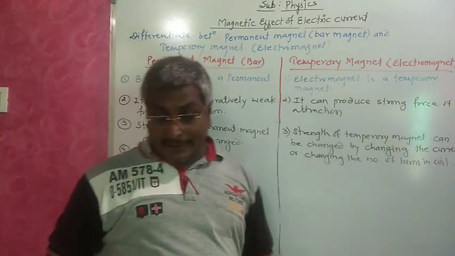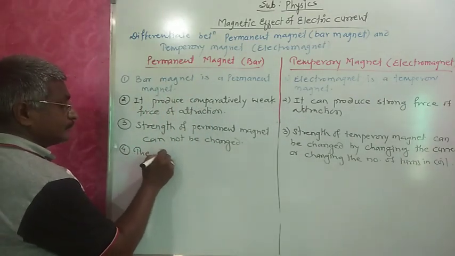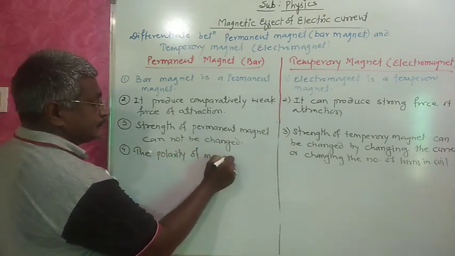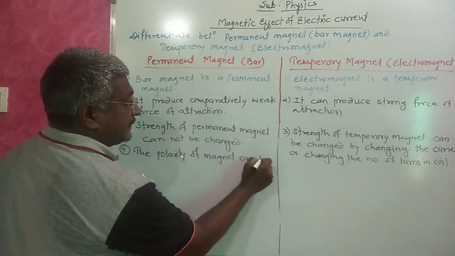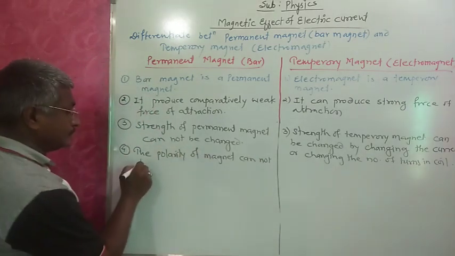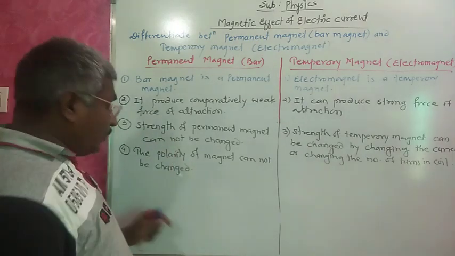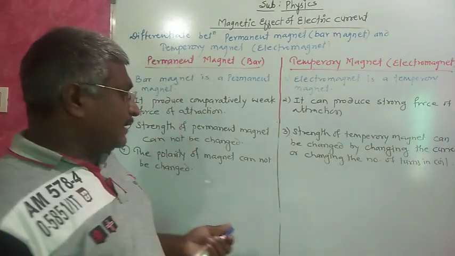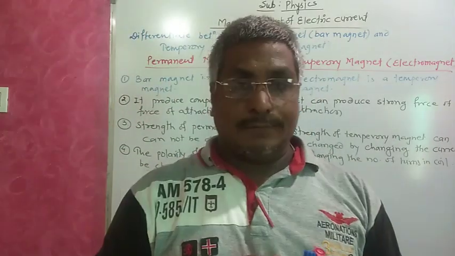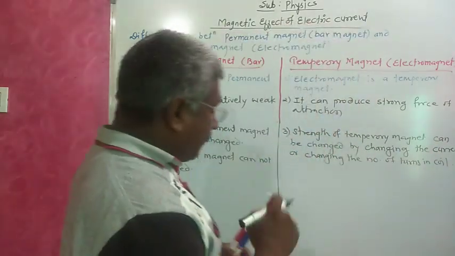Now the fourth point will come, the polarity. Polarity of a magnet cannot be changed. What is the meaning of this? The polarity of a magnet cannot be changed. Polarity means pole.